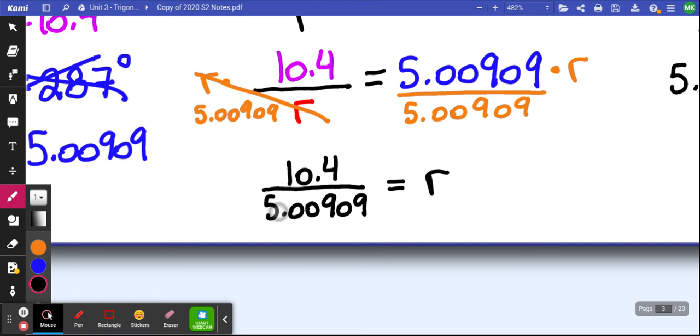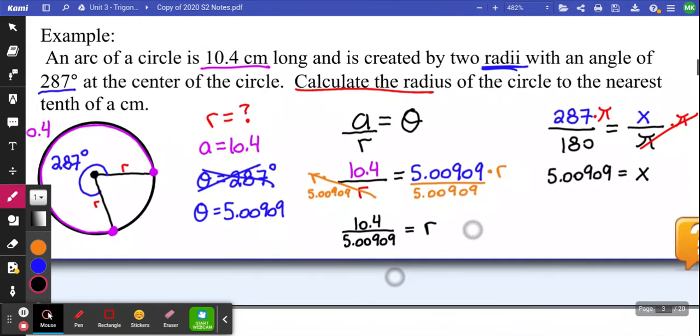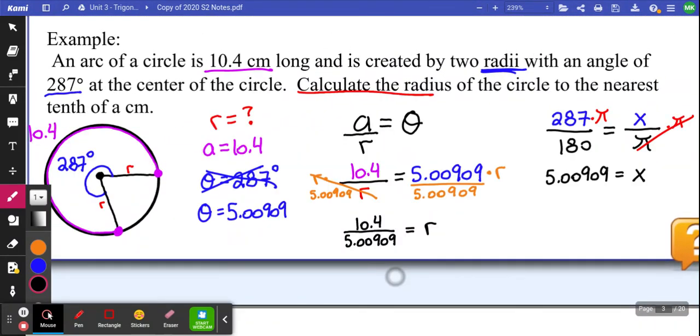Who would have thunk it, hey? It asks us to round to the nearest tenth of a centimeter. Your answer should be 2.1. That means the radius is 2.1 centimeters long.